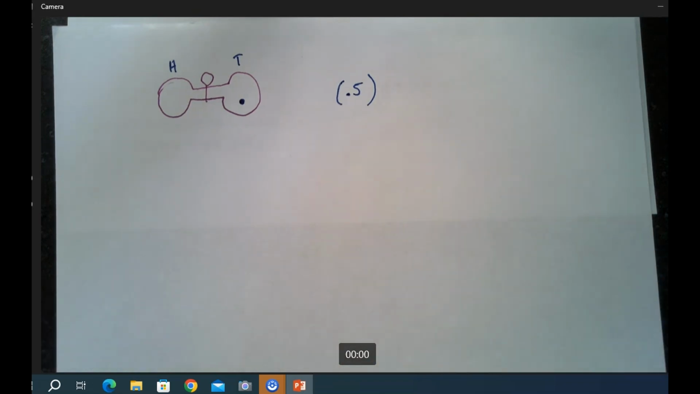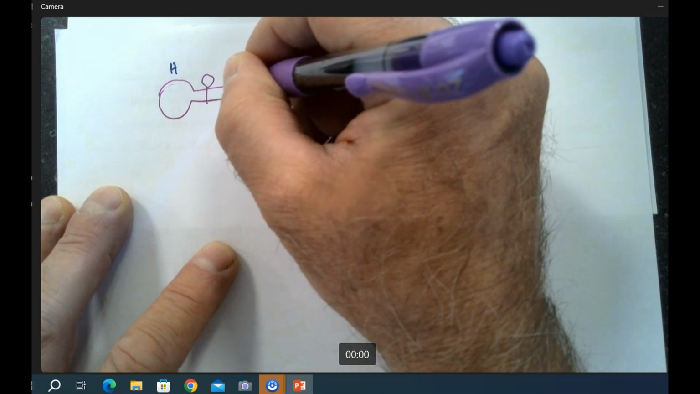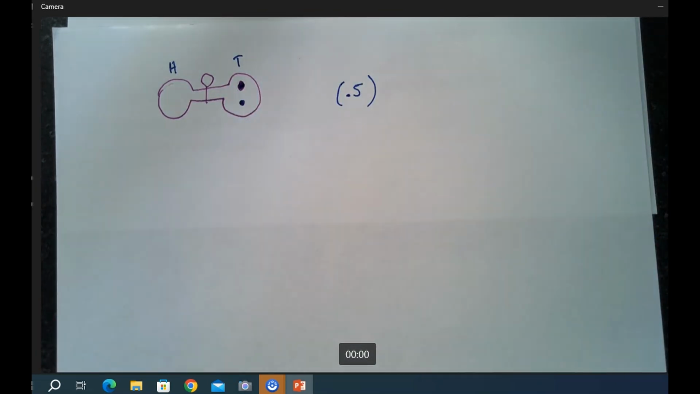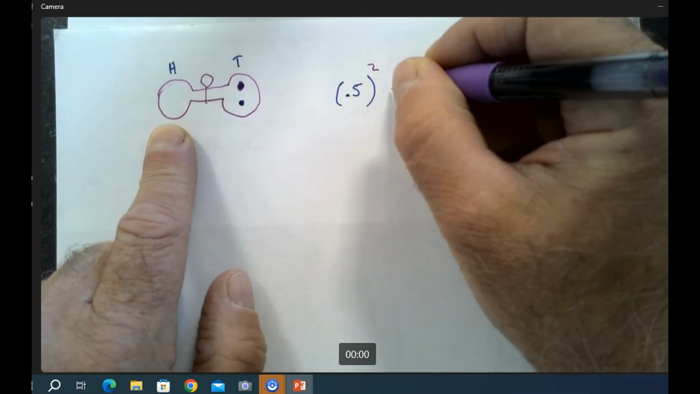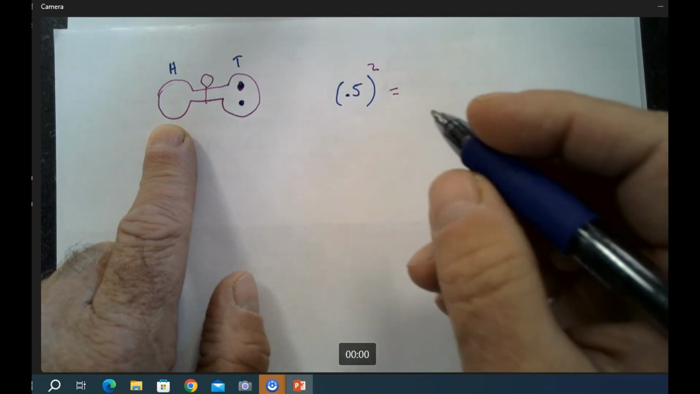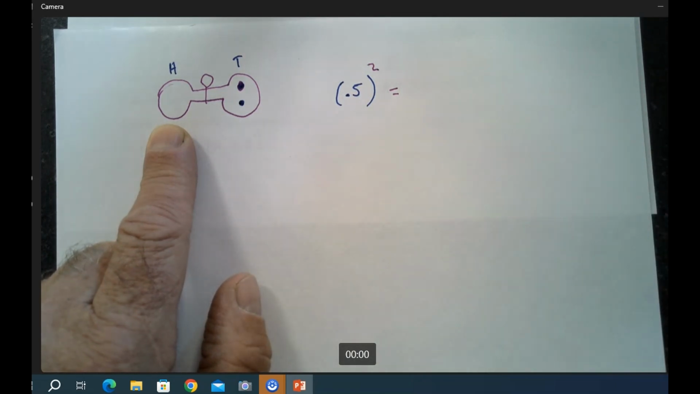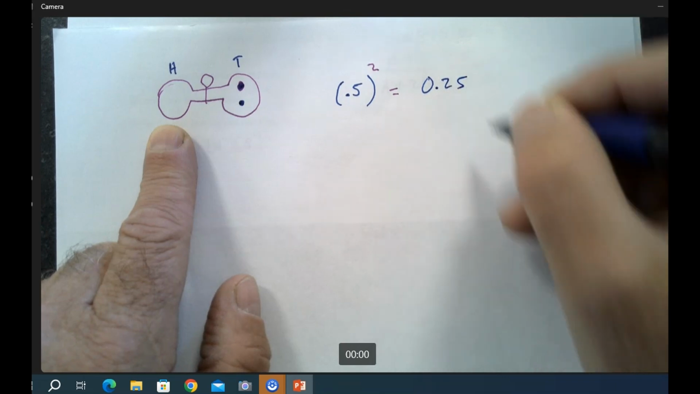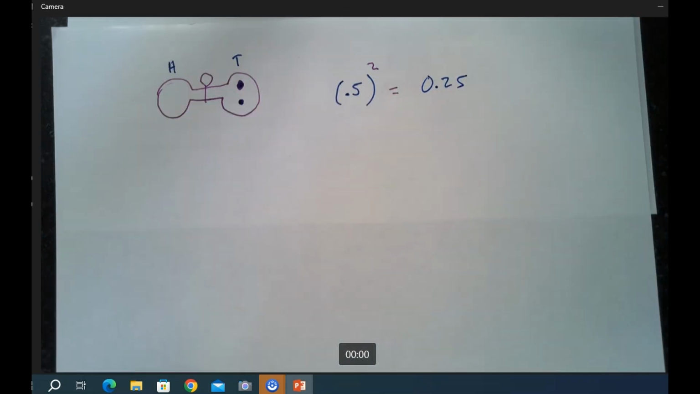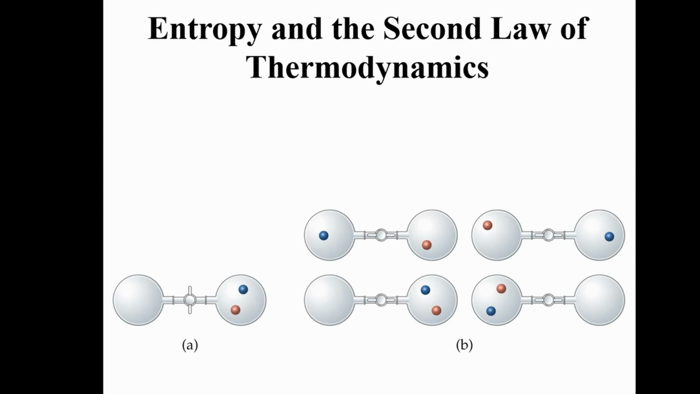So now, let me make it look like the PowerPoint slide. Now I got 2 in there. What is the probability that at some point in time, both of them are going to be on this side? 25%. Absolutely. Did you take statistics? They go over probability and all those good things. You're right, 1/4 probability. And now this looks about like our slide here.